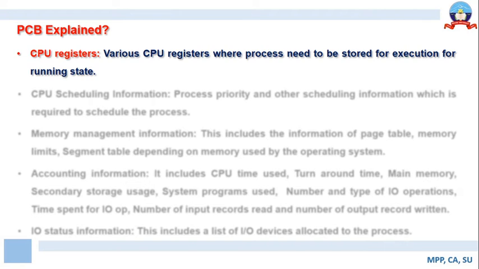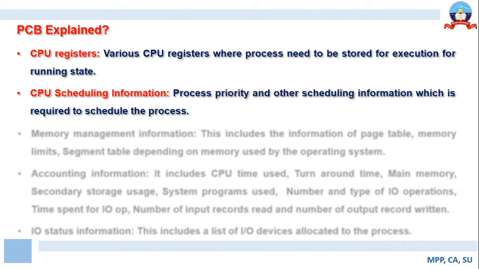Now the next one is CPU scheduling information. Scheduling information basically refers to attributes like how many processes are there, what the arrival time is, what the execution time is, what the associated priority with each process is, and whether it's a preemptive or non-preemptive scheduling algorithm. So various process information associated with scheduling is also maintained in a process control block.